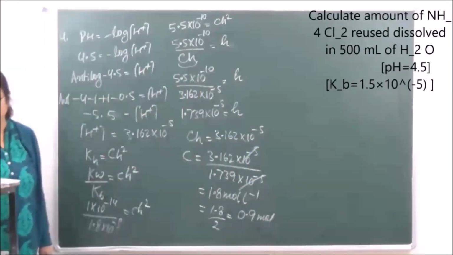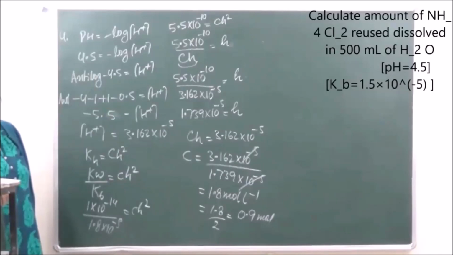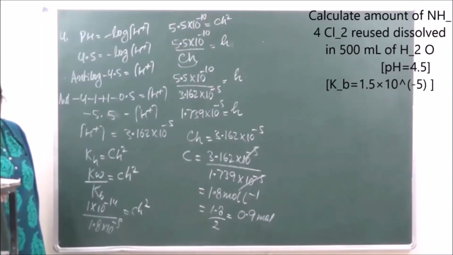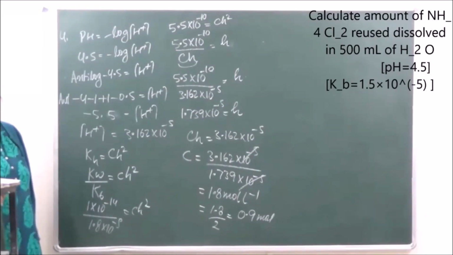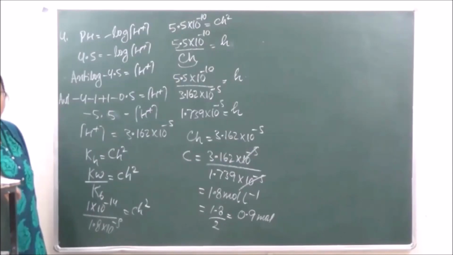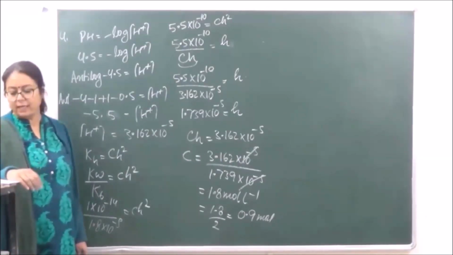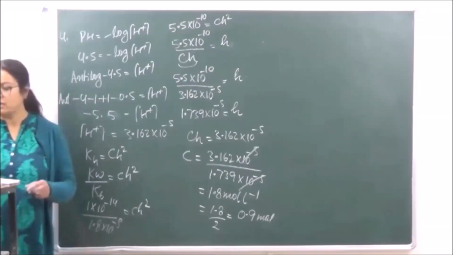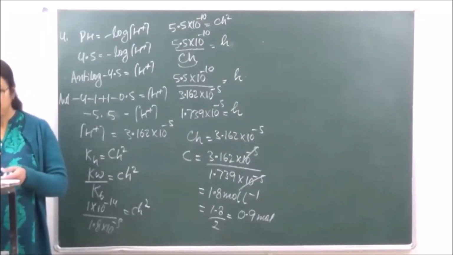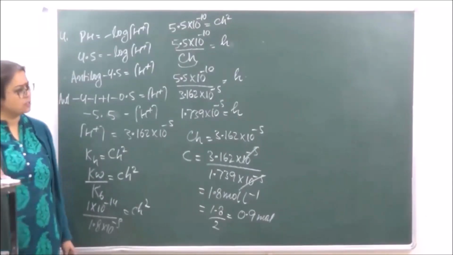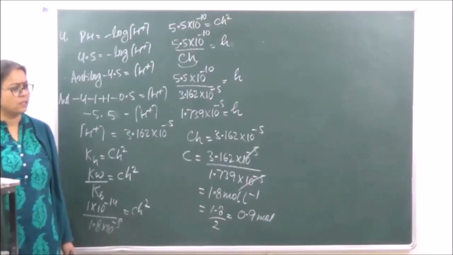Okay, in 500 ml. And if you need to calculate in grams, because they've asked us to calculate it in grams, you calculate the molar mass of NH4Cl and then multiply it by 0.9 and you get it in grams. Okay? So these are a few of our questions. Only these were there, right? 4 questions.